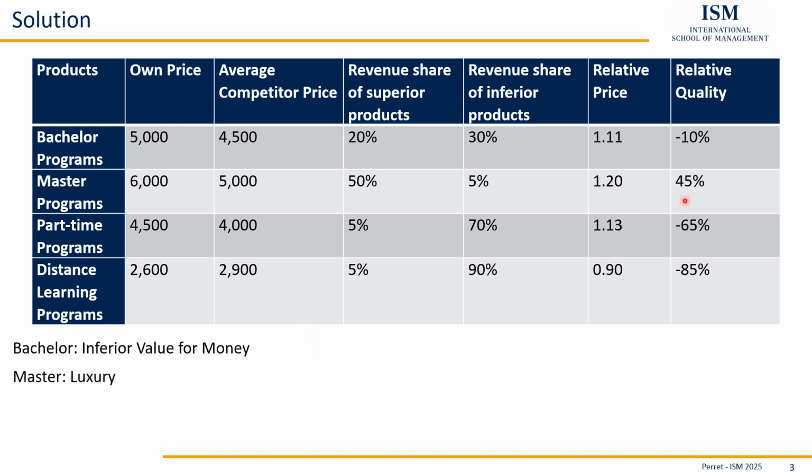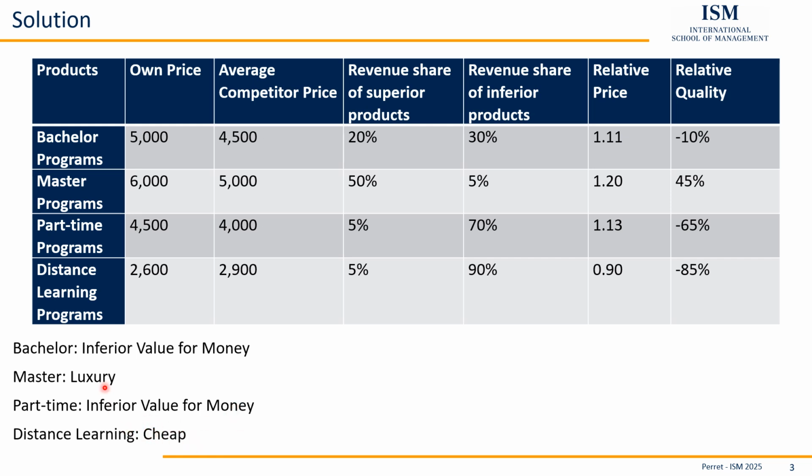With the masters, I have higher prices, but also distinctly higher quality than the competition. So here I'm placed in the luxury segment. Then with part-time studying, similar situation as with the bachelor programs, higher prices, lower quality. So here again, I have inferior value for money. Finally, with distance learning programs, I'm at lower prices than the competition, but also with lower quality. So this places this segment in the cheap category.